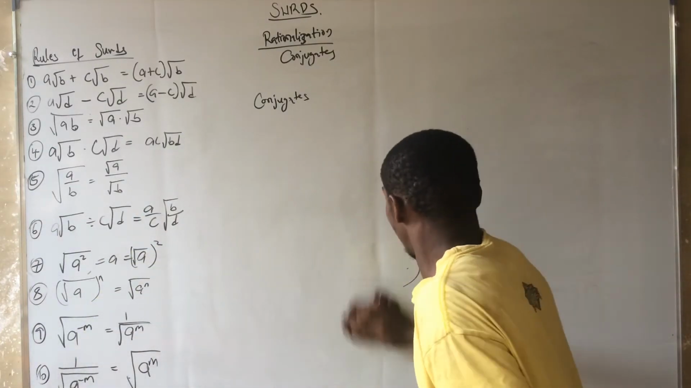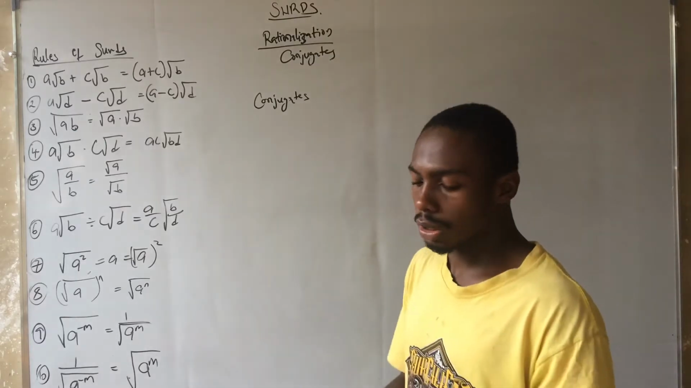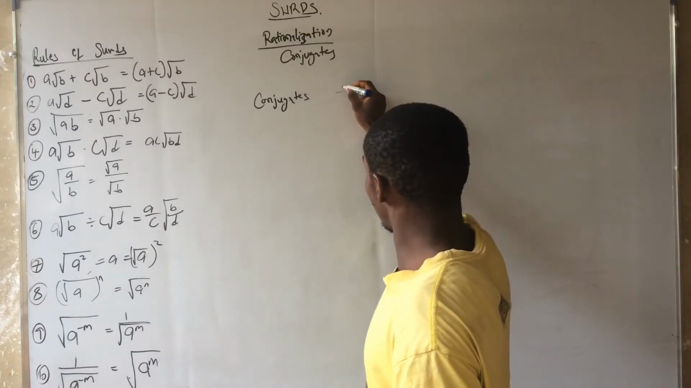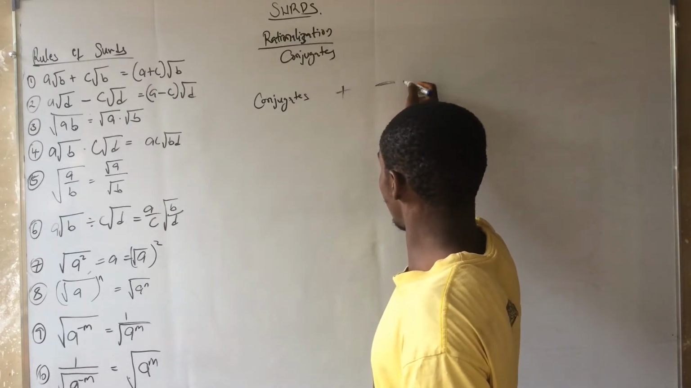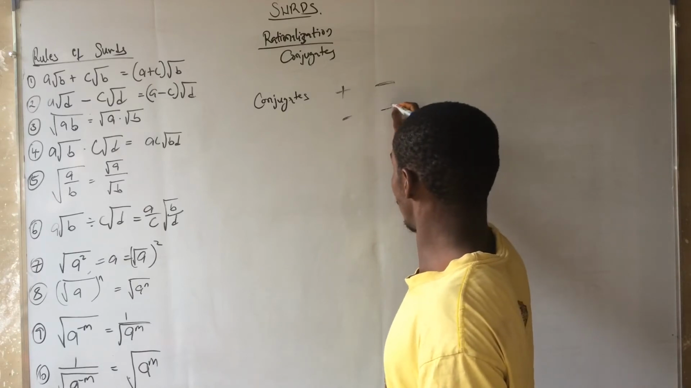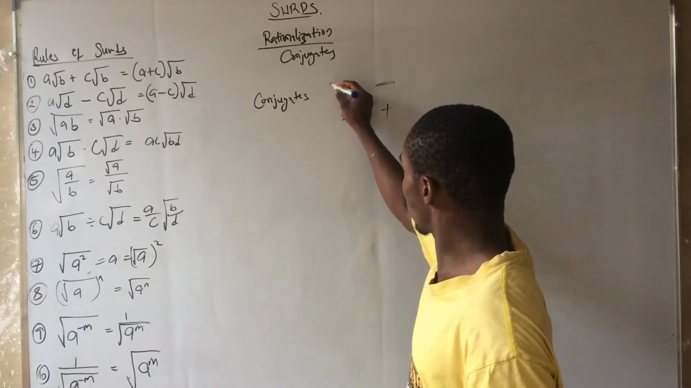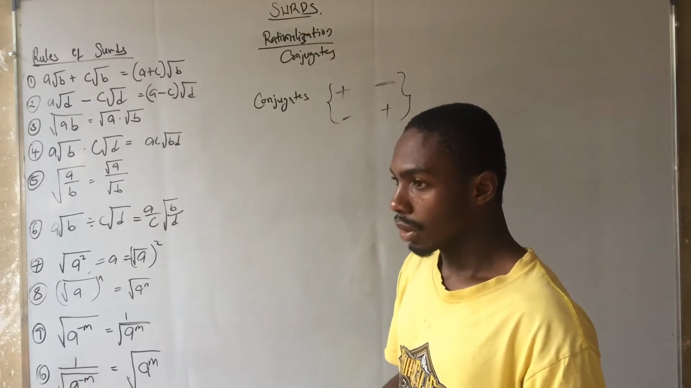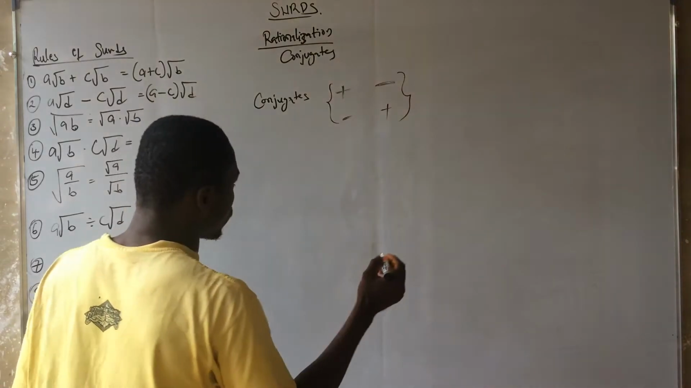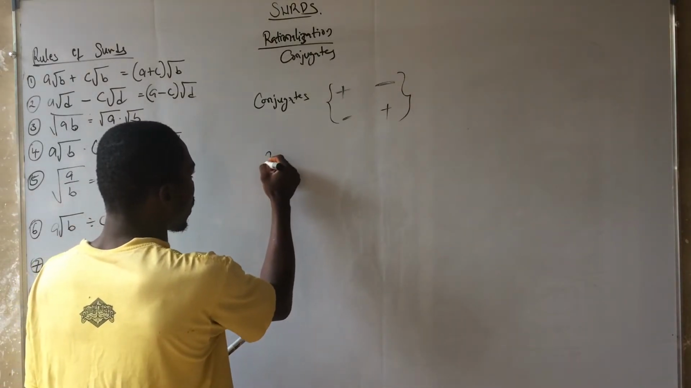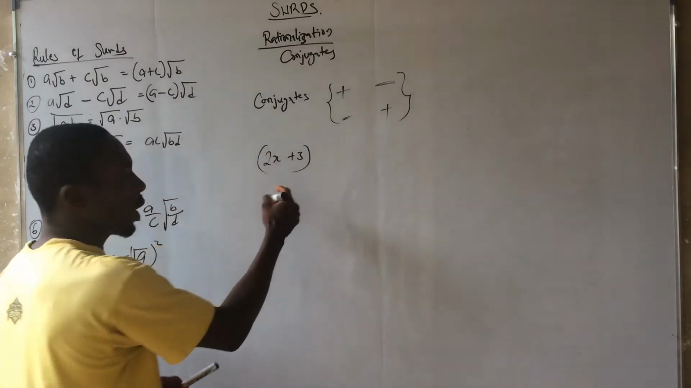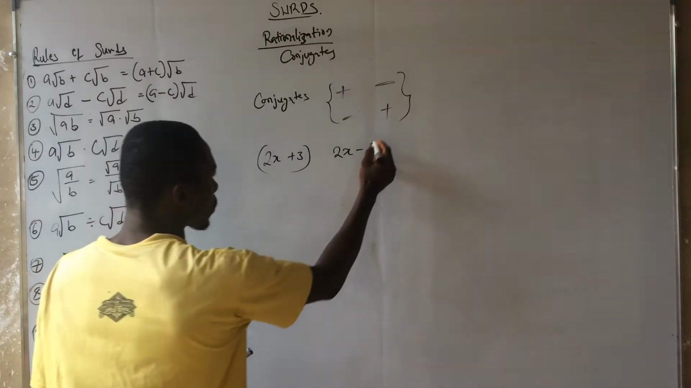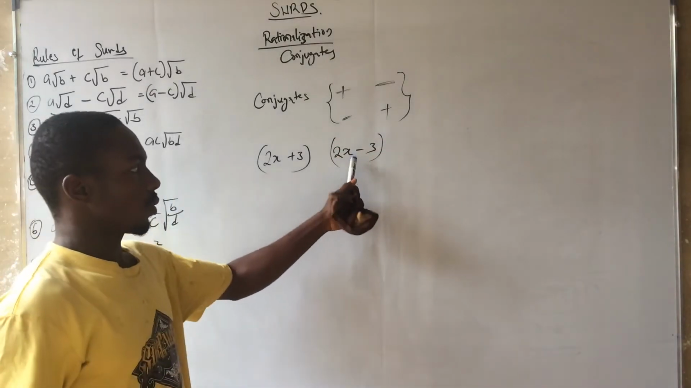So the conjugate of a number, mostly in addition, the conjugate of addition is subtraction, and the conjugate of subtraction is addition. This is what we're going to be using to solve some examples. The example now, we have 2x plus 3. To find the conjugate of this, it is 2x minus 3. This is the conjugate of this.